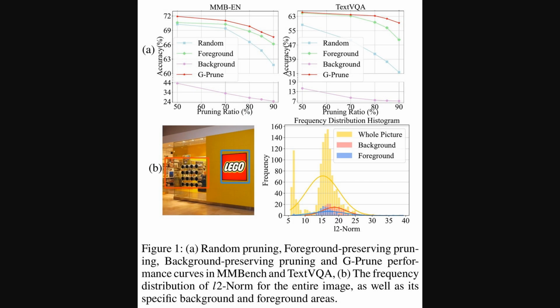Okay, so figure 1 here really shows some of this in action. Part A on top plots the accuracy for different pruning methods. You've got random, foreground only, background only, and then gprune in red. See how gprune maintains much better accuracy, especially on text VQA, even when pruning heavily? Then, Part B shows the L2 norm distribution for an image. Notice the overlap between the foreground in blue and background in red, suggesting important tokens aren't just in the obvious foreground areas, which backs up why we need a smarter approach like gprune.